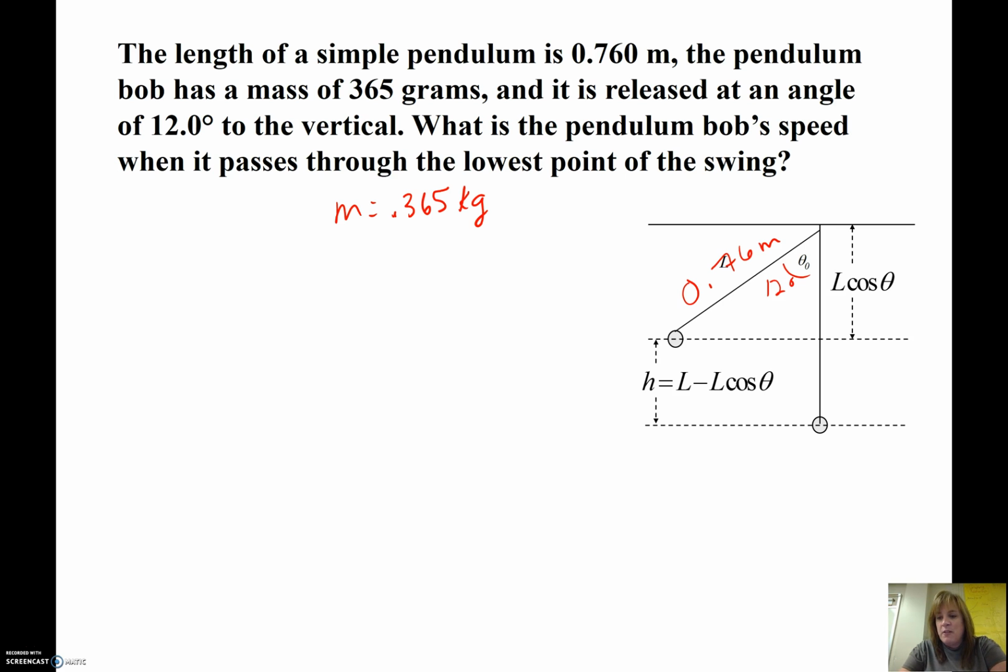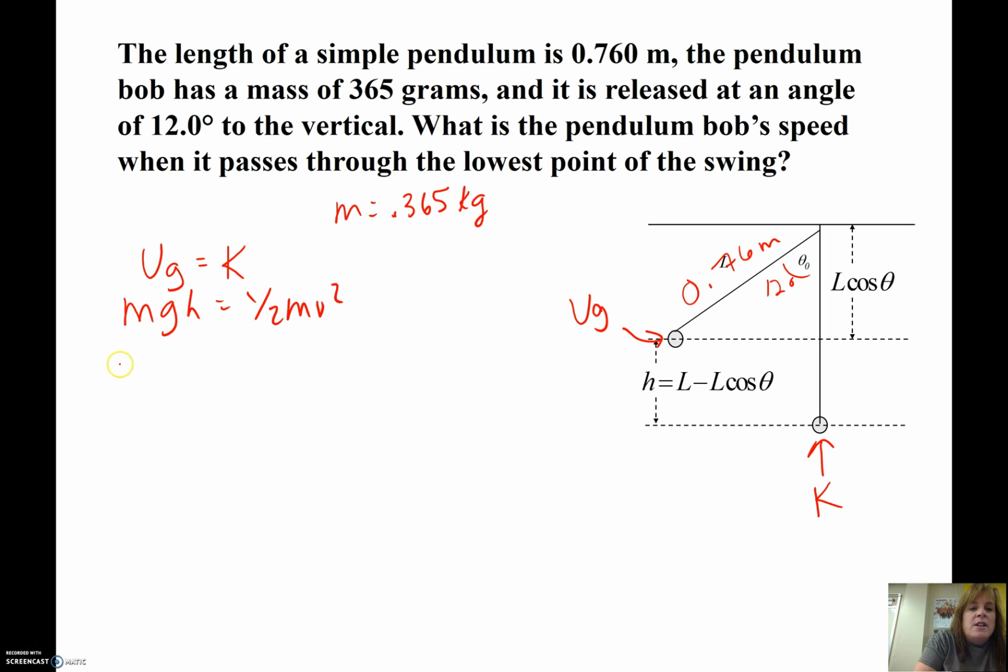Well, I don't have information about forces here, so this is a good example of when I want to use energy. I know that up here, my energy is all gravitational potential energy, and down here my energy is all kinetic energy, because we're going to call that the lowest point of the swing. So we have mgh equal to 1/2 mv squared. If I rearrange this, I get v equals the square root of 2gh. Notice that my masses cancel, so I didn't even have to care about that.